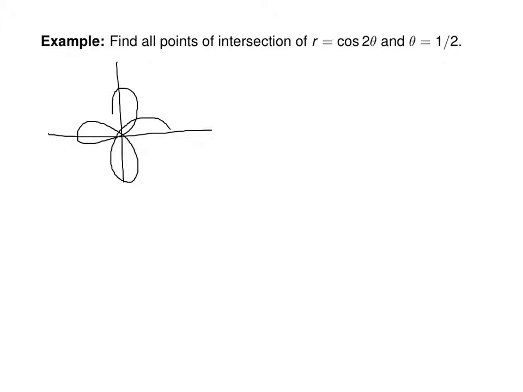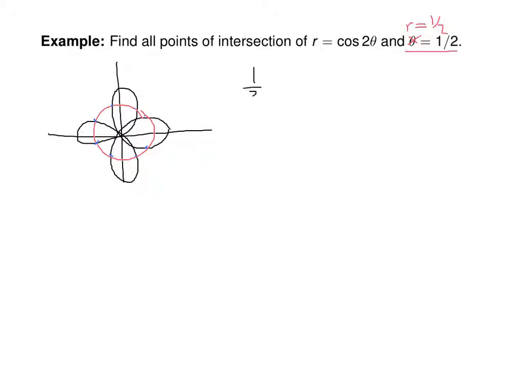Oops, except it doesn't intersect itself, like this, roughly speaking. And then that shouldn't really say theta equals 1/2. That should really say r equals 1/2. So a circle of radius 1/2. And I think it's pretty obvious that that's going to intersect this curve 1, 2, 3, 4, 5, 6, 7, 8 times. So let's see what happens when we set the curves equal to one another.